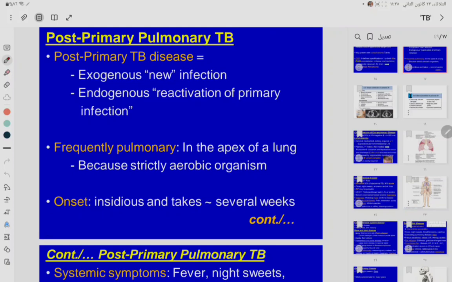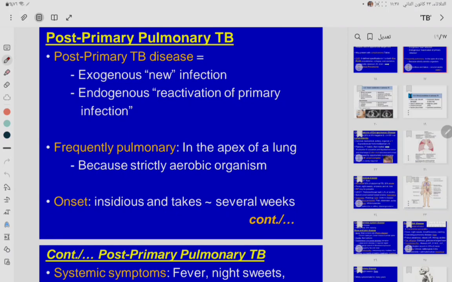Post-primary TB disease: exogenous new infection, or endogenous reactivation of primary. It is frequently pulmonary in the apices of the lung, because it's an aerobic organism and loves air, so it goes to the most aerated areas of the lung, which are the apices. Onset is insidious and takes several weeks. Systemic symptoms, as we know: fever, night sweats, malaise. Chest X-ray shows ill-defined opacification in one or both upper lobes, plus consolidation, collapse, cavitation, and occasionally caseous lymph node drainage, tuberculous pneumonia.